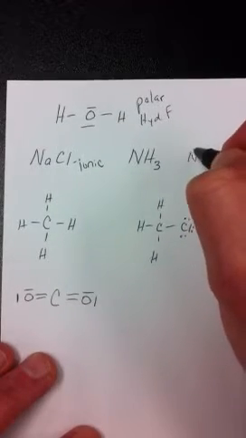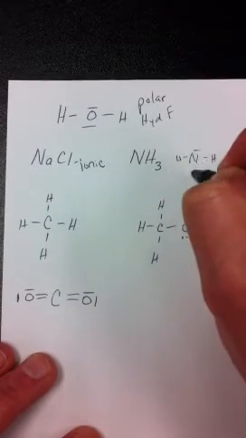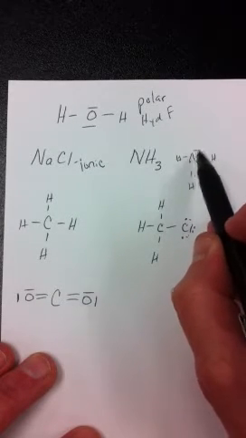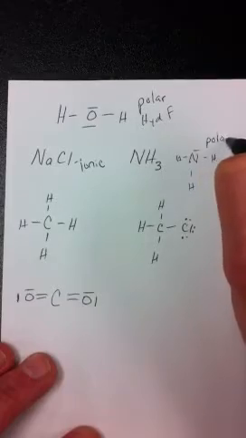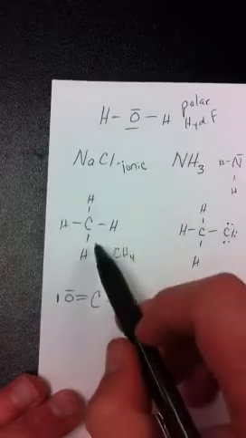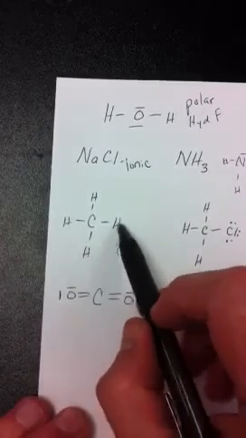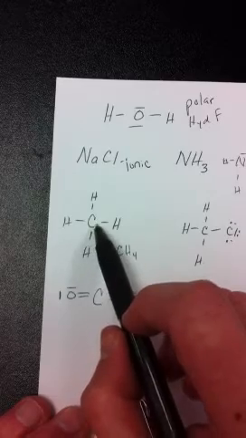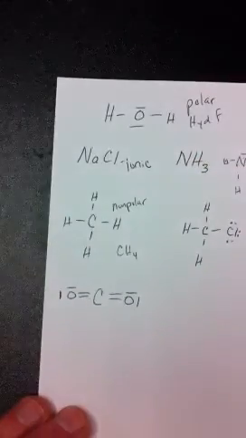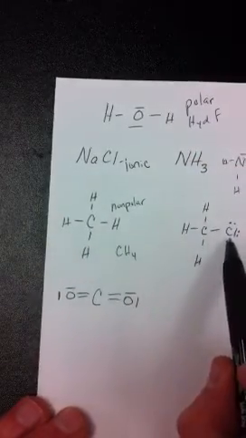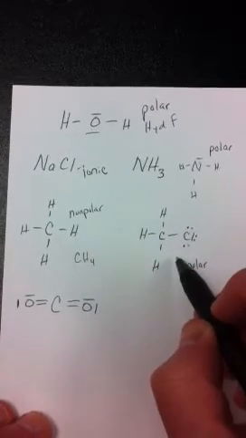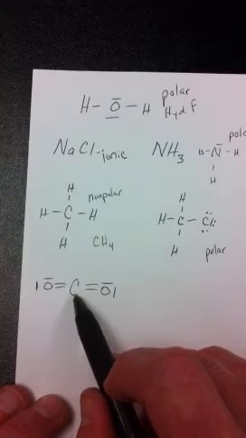NH3, you would have to draw the Lewis structure, and it's going to look like this. Now, although all of the outside atoms are the same, you have lone electrons on the middle atom, so that makes this compound polar. CH4, you draw the Lewis structure, it looks like this. All of the outside atoms are the same. There are no lone electrons on the middle, so this one is nonpolar. If we replace one of the hydrogen atoms with a chlorine atom, this becomes polar because the outside atoms are not all alike.